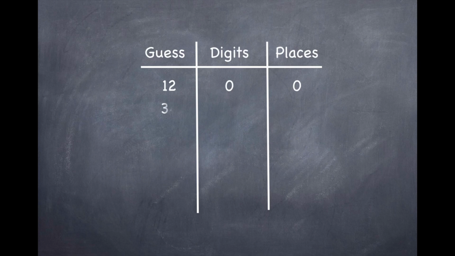34. So one digit is right, but it's in the wrong place. What's your next guess? 53. Why did you guess that? We know one digit is right, but it's in the wrong spot. So we are guessing that the correct digit is 3 and are going to see if it is 3.